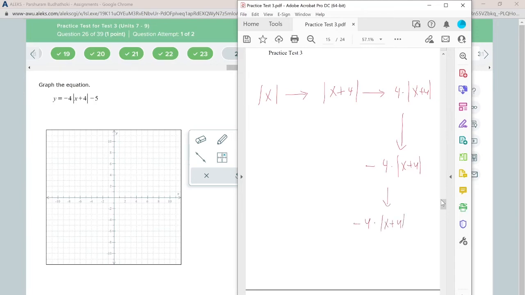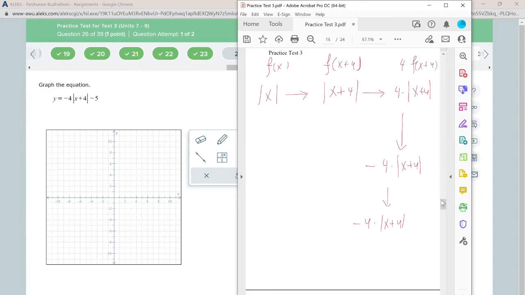I'm going to show you this step by step. Look at here. Let's say this is your original function f of x. From here to here you are just changing the x coordinate by adding 4 inside here. From here to here you are multiplying the y coordinate by 4.